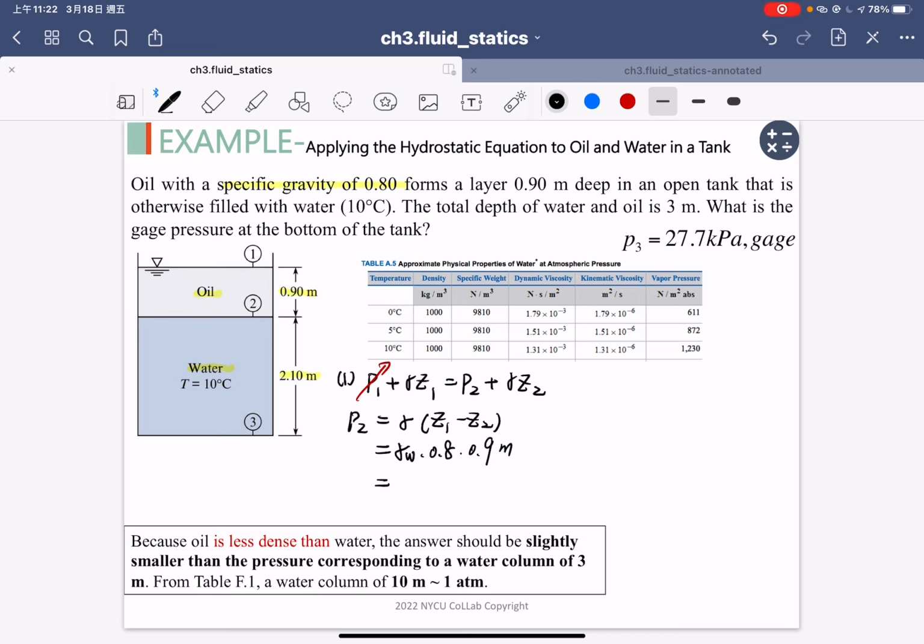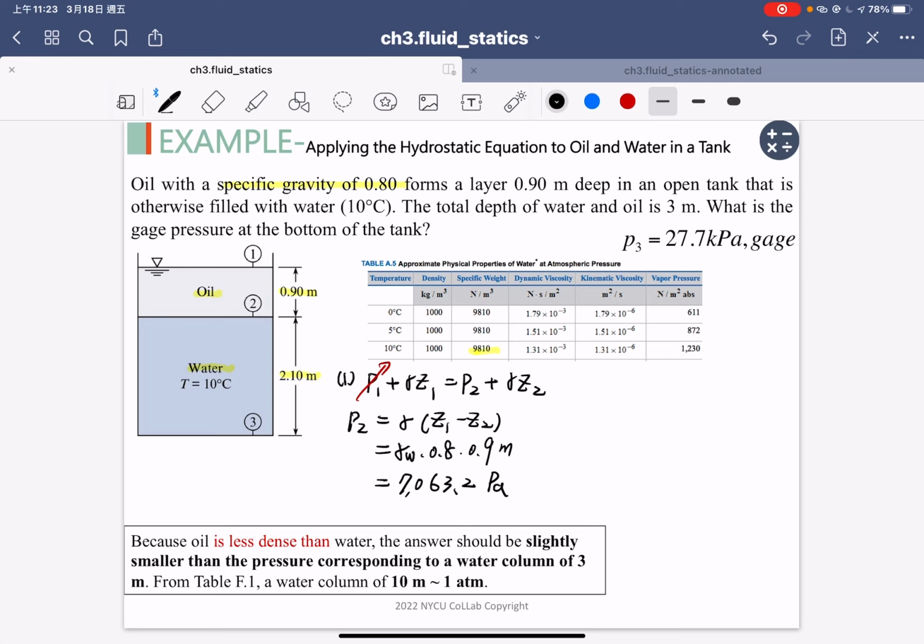Okay, so the table already tells you the gamma water is 9810. So use your calculator, you can compute the answer for the P2 pressure. The P2 pressure is around 706.32. The unit here is Pa, because this is an SI unit.